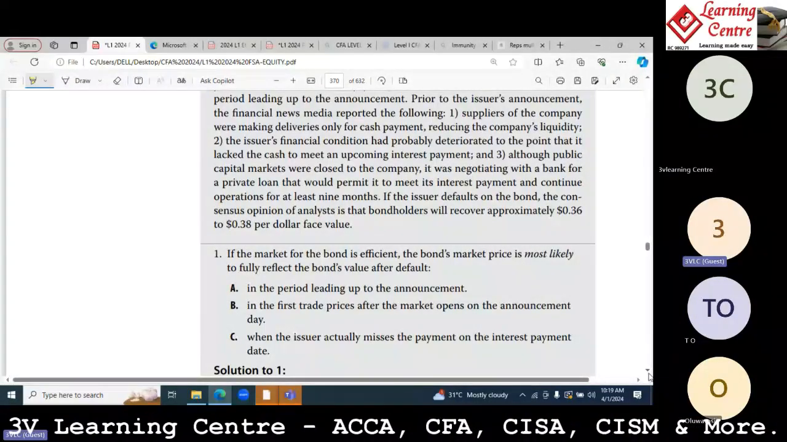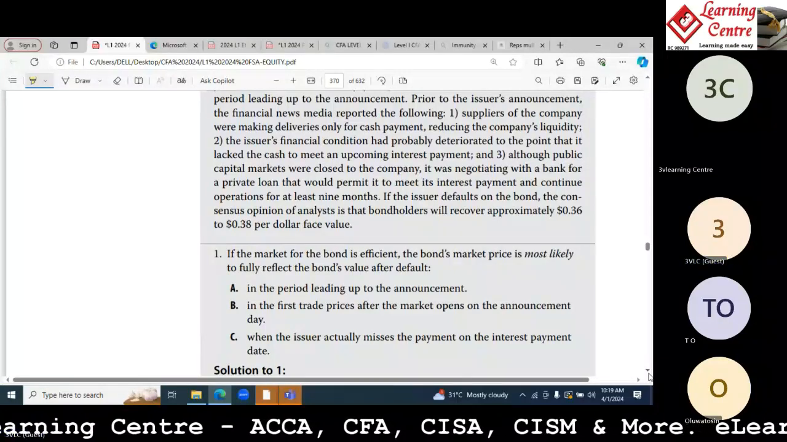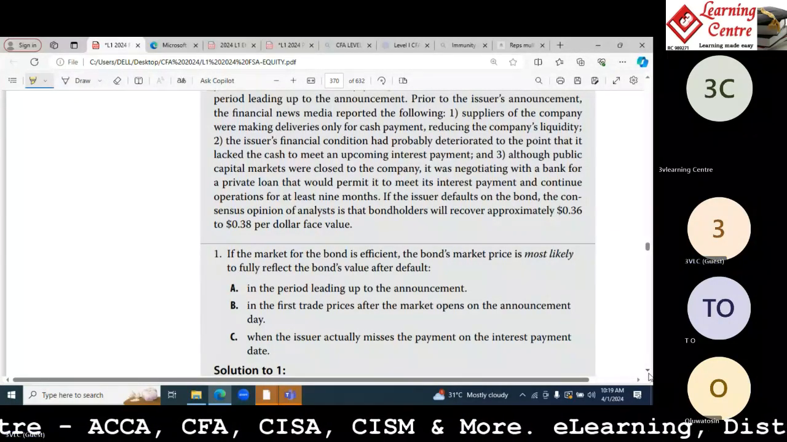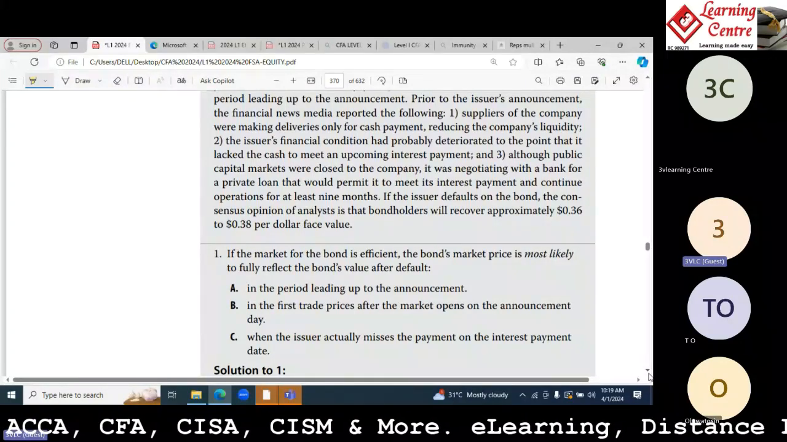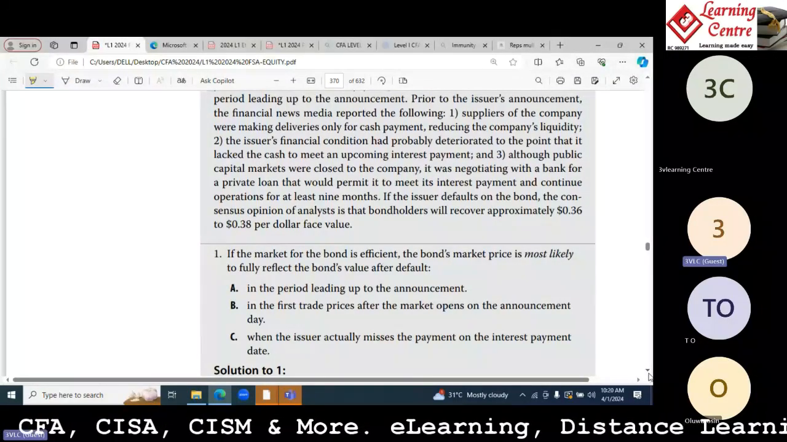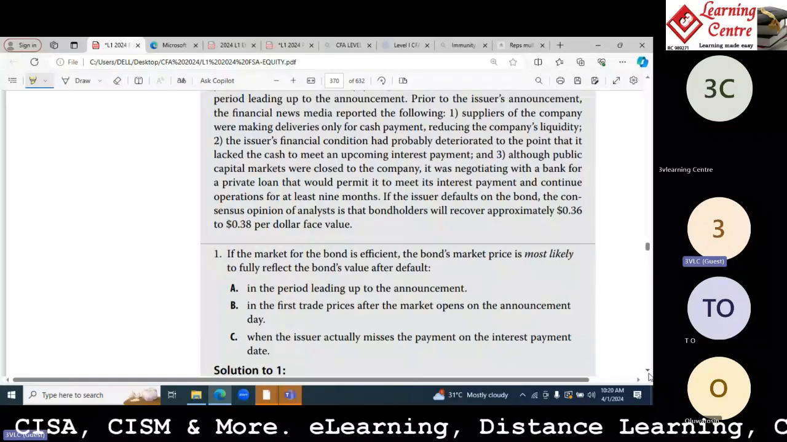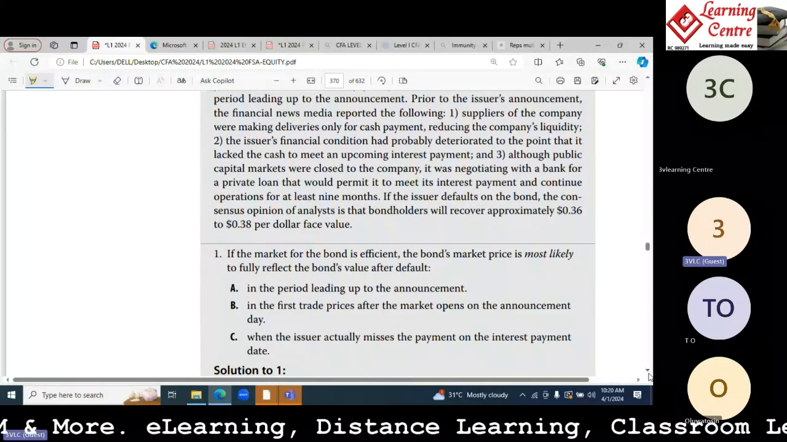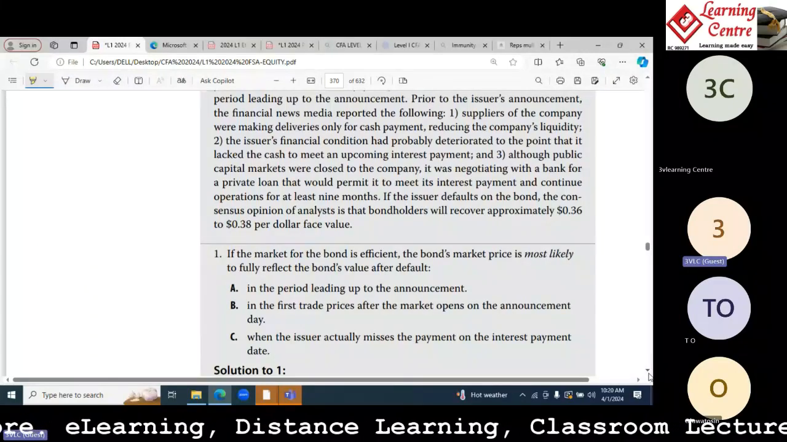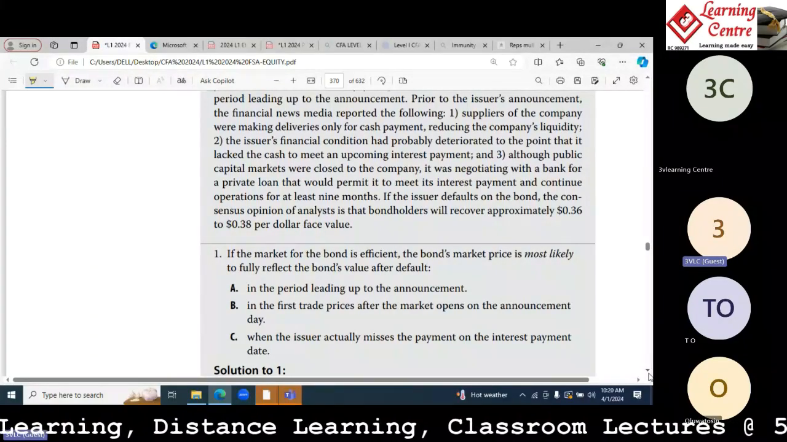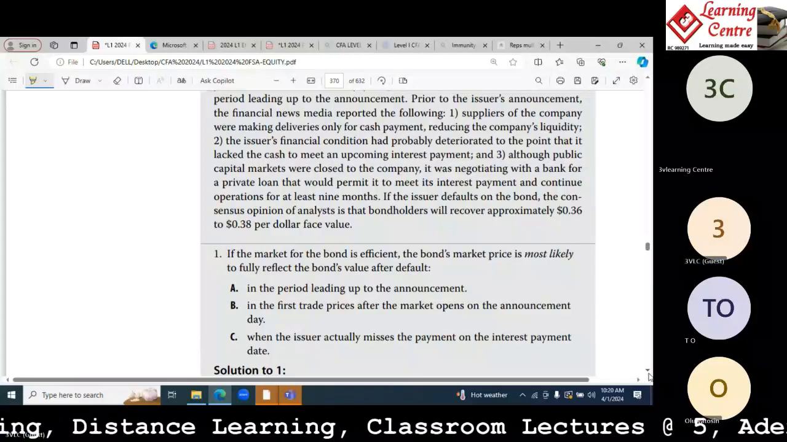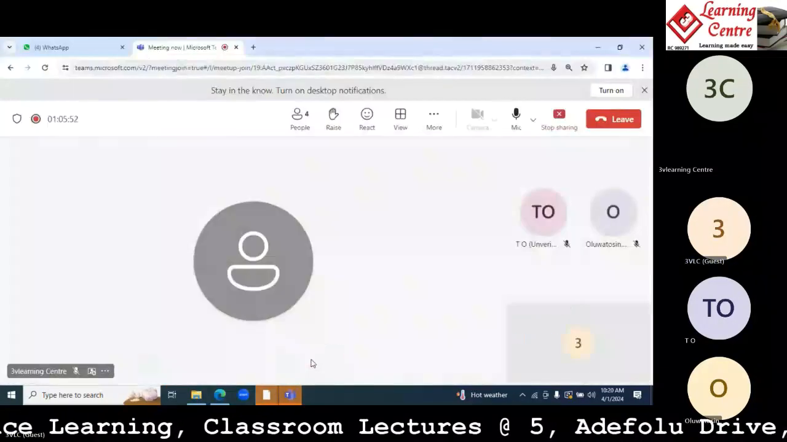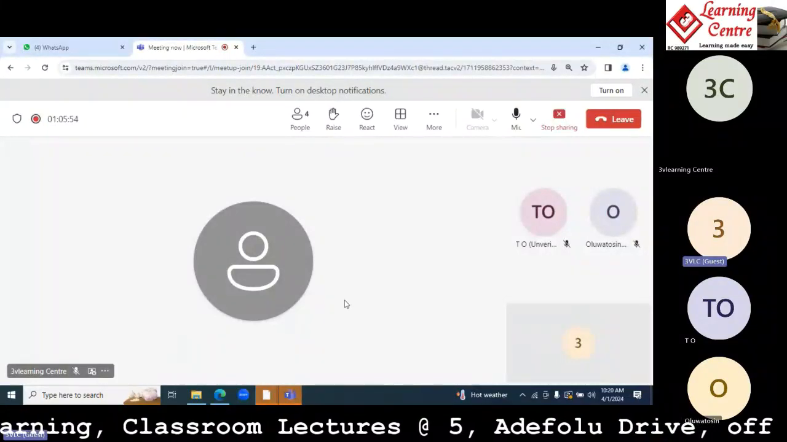If the market for the bond is efficient, the bond market price is most likely to fully reflect the bond's value after default in a period leading up to the announcement, in the first trade prices after the market opens on the announcement, or when the issuer actually misses the payment on the interest payment date. So, guys online, Tosin and Temitayo, what do you guys think?